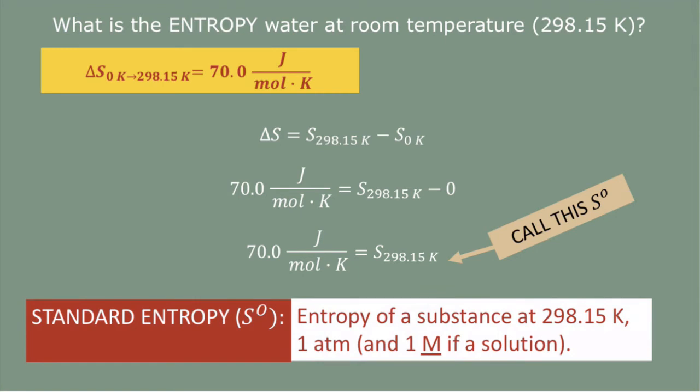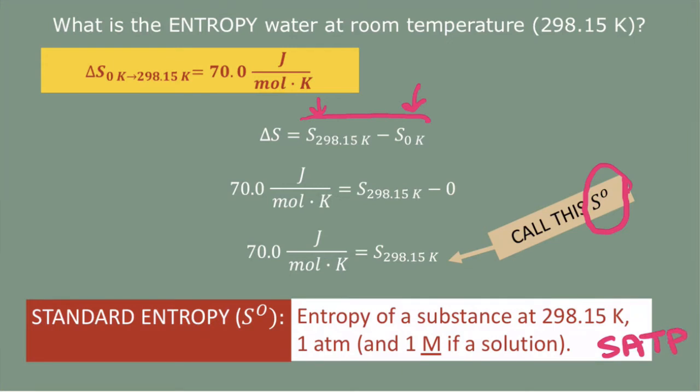And in our problem, we started from 0 Kelvin and raised it up to room temperature. So the difference here was the entropy at 0 Kelvin on the right and the entropy at 298.15 Kelvin on the left. That difference we call S naught. This is the standard entropy, which is the entropy of a substance at 298.15 Kelvin and 1 atmosphere, and 1 molar if it's a solution. This was SATP.